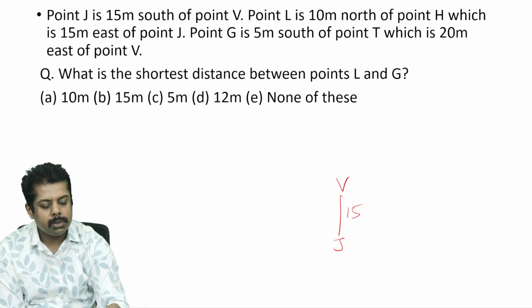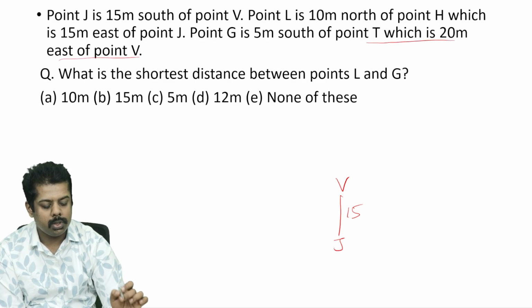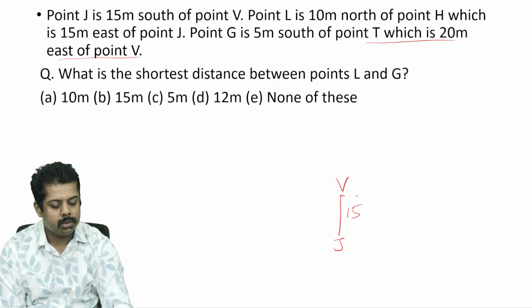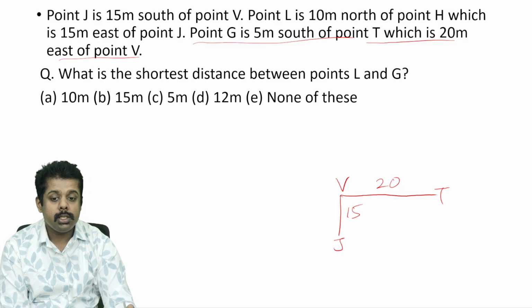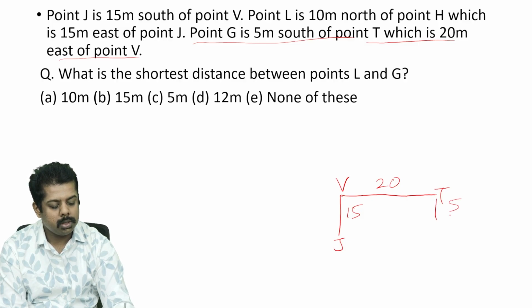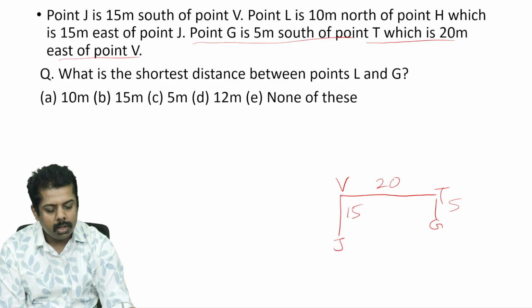Looking at the last point, G is 5 meters south of T. It talks about T, which is 20 meters east of B. Point T is 20 meters east of B. Twenty meters has to be this much distance, so we place T. Now we can connect the point just before that: G is 5 meters south of T. This is 5 meters, so you can place G. Okay. Now trying to connect the other points.